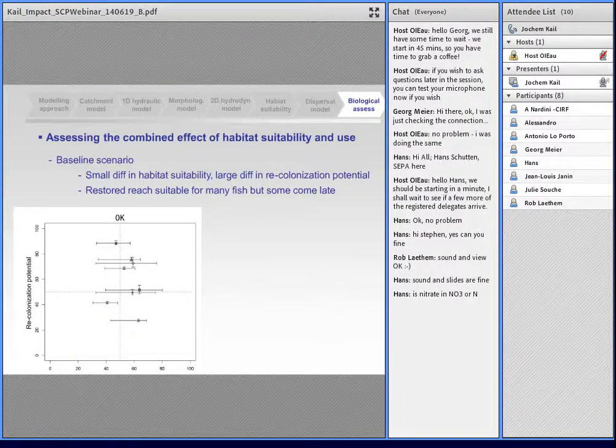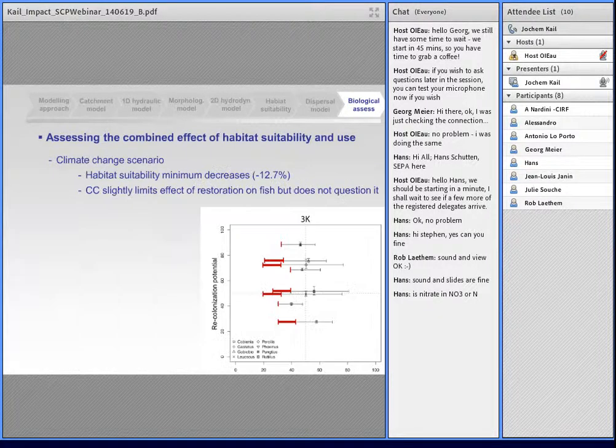There's a minimum habitat suitability, which is usually the summer month, where we have a low discharge and low habitat suitability. You've got a mean value and a maximum value, and these overlap. On the y-axis, you've got the recolonization potential, so the share of the river network which can be reached, and there is a larger difference in respect to this. So we conclude from this that in a restored reach, if you restore a reach in this catchment, the habitat suitability is probably high for many species, but some of the fish will come late because the recolonization potential is limiting the restoration effect.